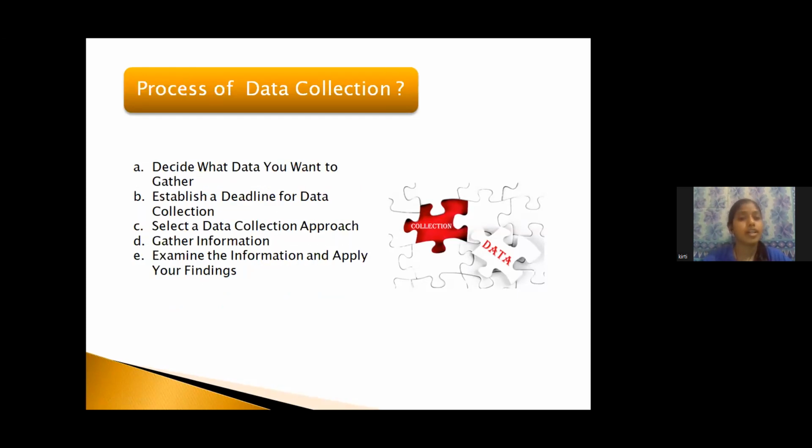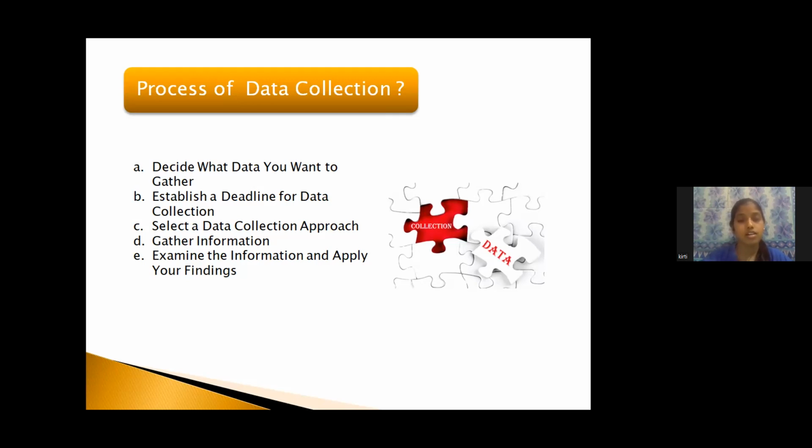And the process of data collection: decide what data you want to gather, and the second thing is establish a deadline for data collection, and select a data collection approach, and gather information, and last is examine the information and apply your findings. So, decide what you want to gather. The first thing we need to do is decide what information we want to gather. We must choose the subject the data will cover, the sources we will use to gather it, and the quantity of information that we would require.